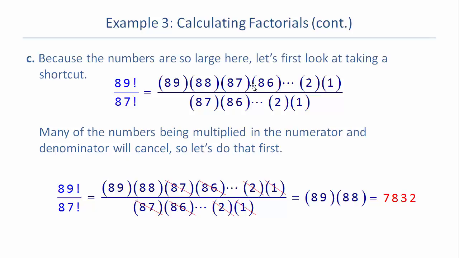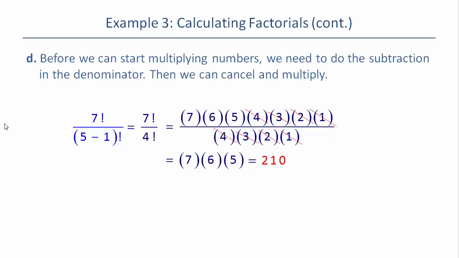But if you look at the pattern, this is 89, 88, 87, blah, blah, blah, all the way down to 1. This is going to be 87 all the way down to 1. These are all going to cancel out, right? Everything's going to cancel, and all you're going to be left with is the 89 and the 88, which is a very small, reasonable number. So factorials cancel, they reduce very nicely, which makes the math awesome when we have to do some of these things. Because 7 factorial over 5 minus 1 factorial becomes 7 over 4, right? And the 4, 3, 2, 1s cancel on both, and you just get 7 times 6 times 5.